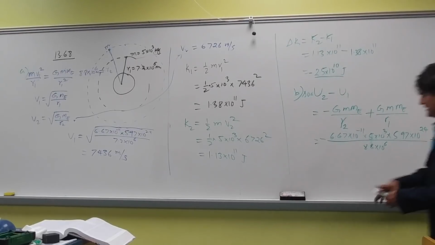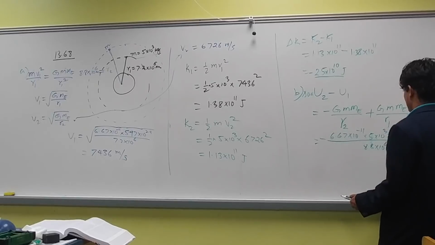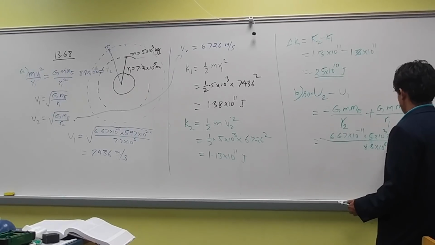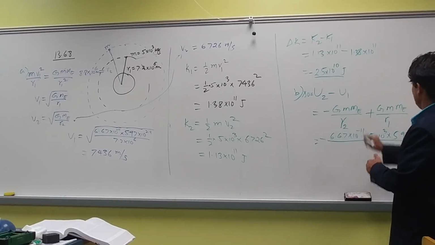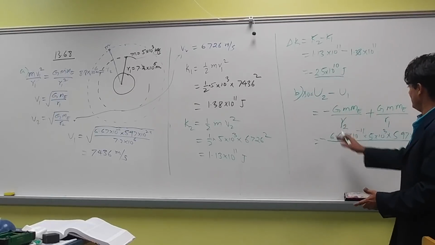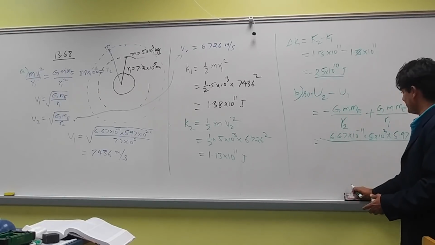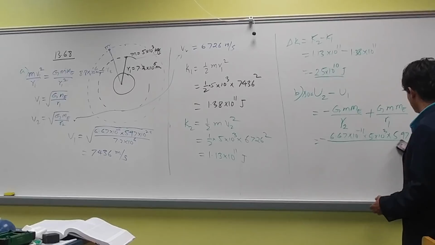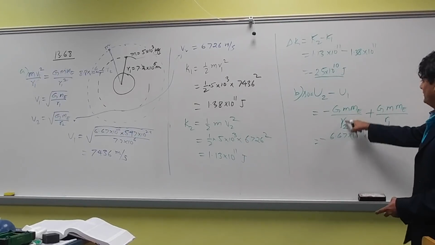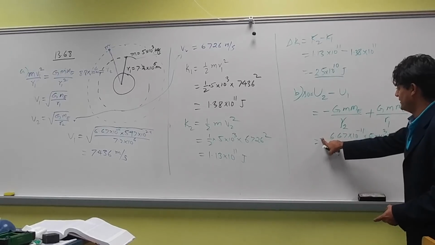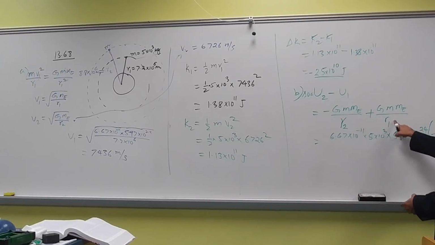You know what? Why am I doing this? Let me do this differently, that's hard. Because this thing comes out, right? So if this comes out, I can just multiply here. Alright? 1 over R1 minus 1 over R2, isn't it?